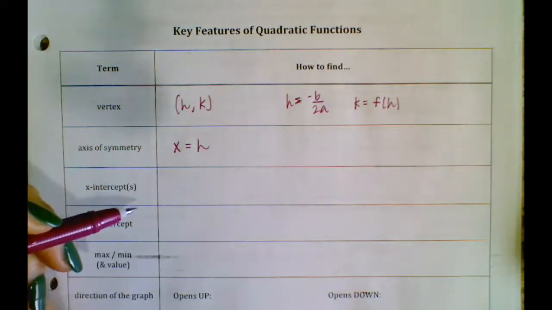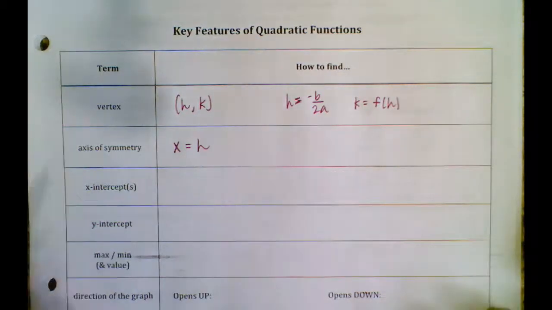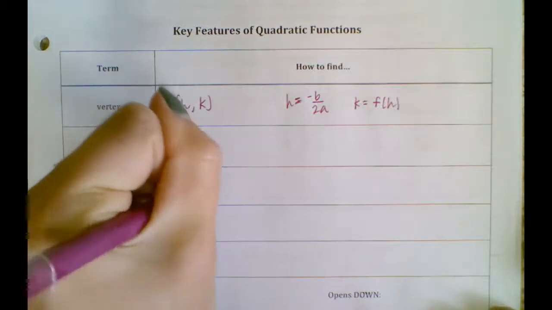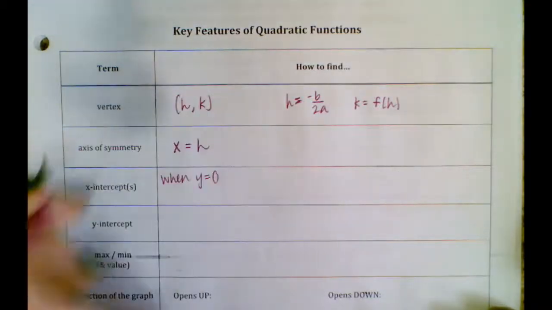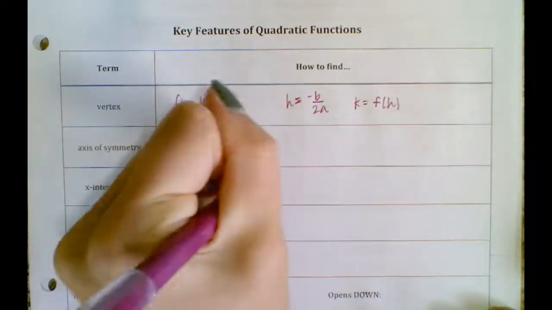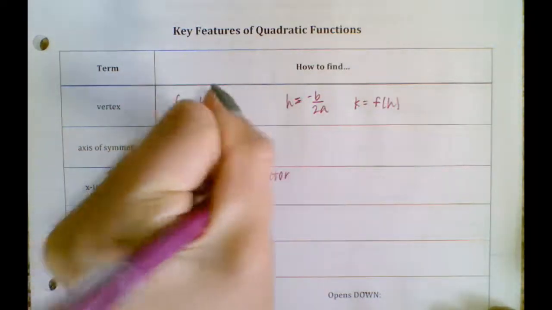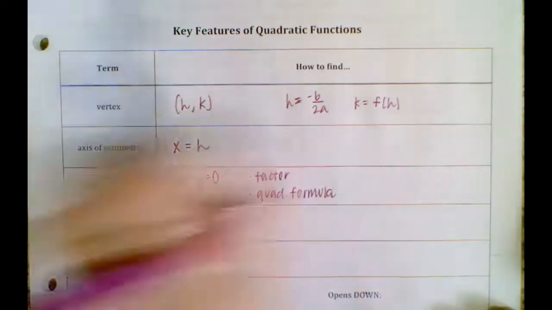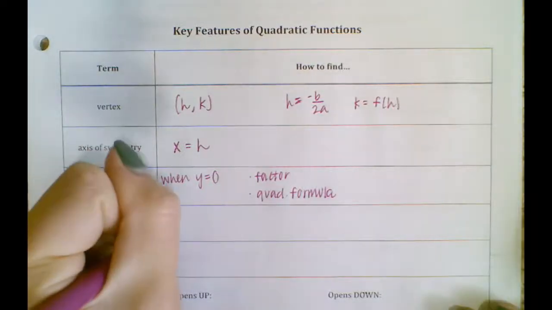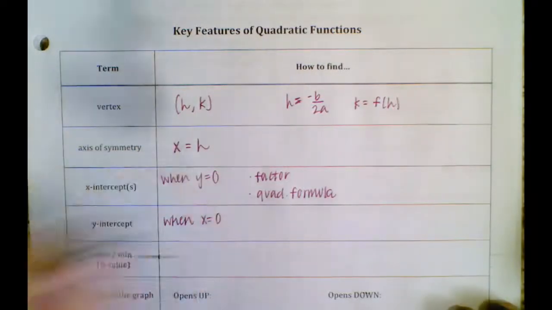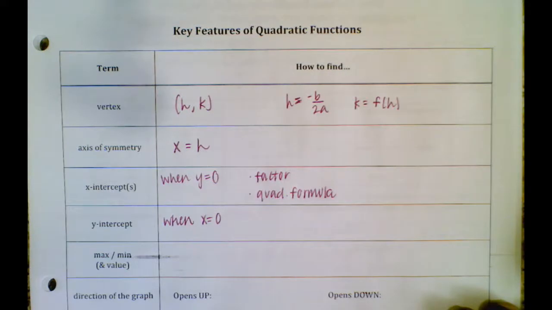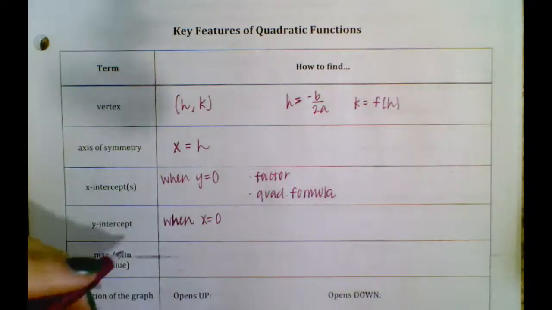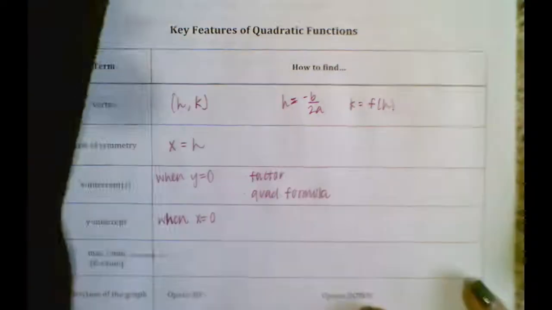The x-intercepts, that's where the graph touches the x-axis, and that is also when y equals 0, and we can solve for those by either using factoring or we can use the quadratic formula. Y-intercepts, that's when you plug x in for 0, all right? And you could just say it's the C term, you'll notice that when you're in standard form only though.